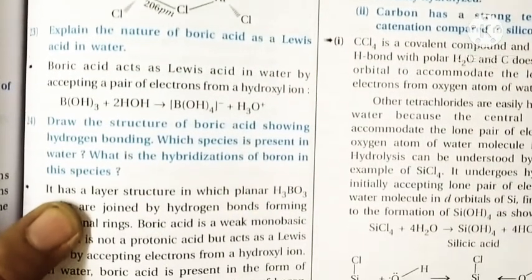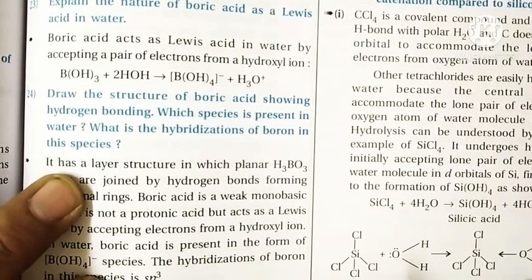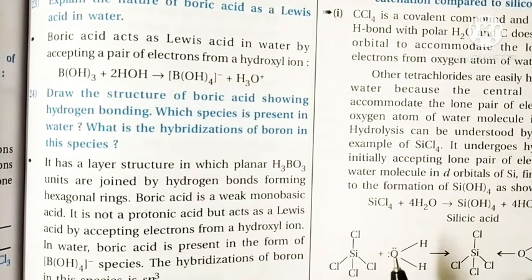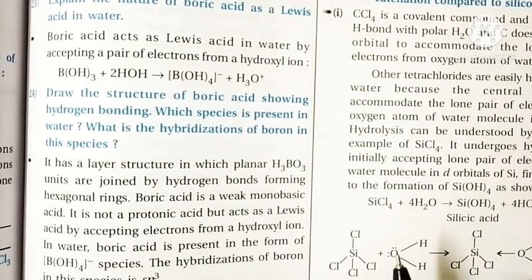Next one, explain the nature of boric acid as a Lewis acid. Most of the time, what we have to say is that boric acid acts as a Lewis acid in water by accepting a pair of electrons from a hydroxyl ion. I think 4 to 5 times this question is repeatedly asked in a different manner.